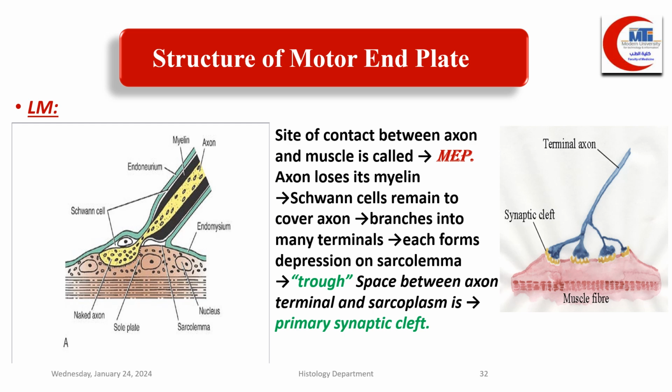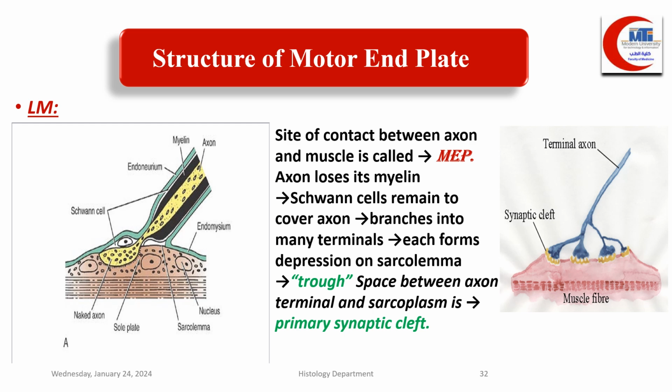Axon, what about the pathway? The axon was myelinated at first. It loses its myelin sheath. The Schwann cell remains to cover the axon, which then branches into many terminals. Each forms a depression on the sarcolemma, which is called a trough. The space between the axon terminal and the sarcoplasm in the trough is called the primary synaptic cleft.